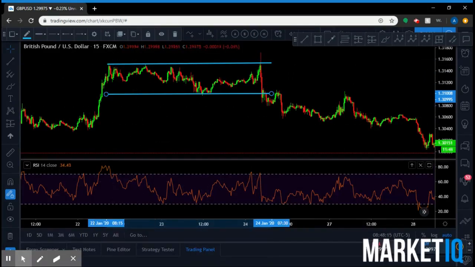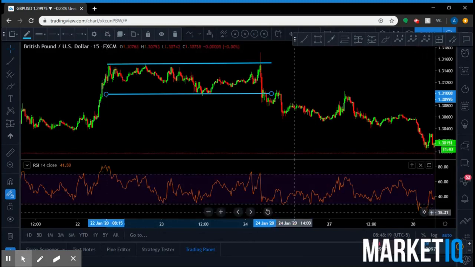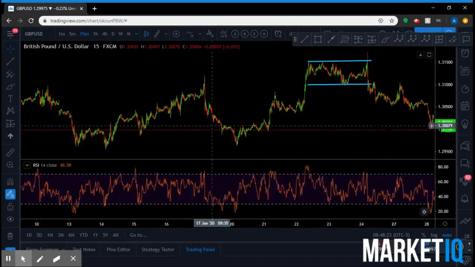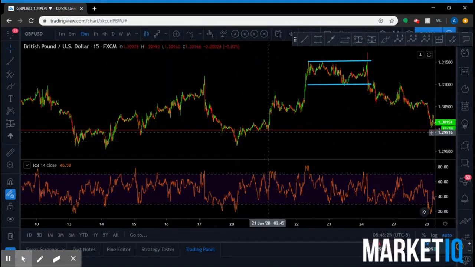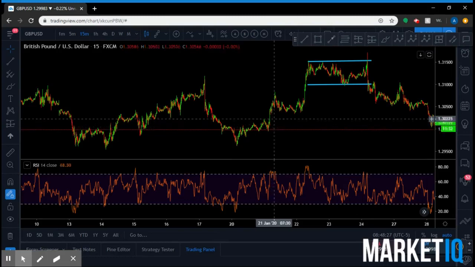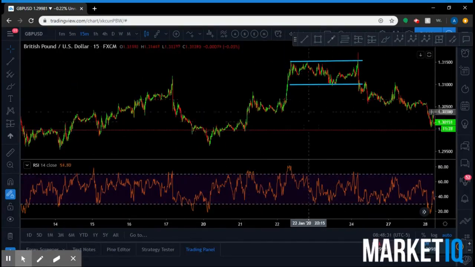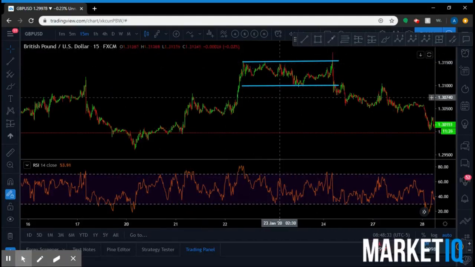That's how we use the RSI. When it's overbought, we look for a sell. And when it's oversold, we look for a buy. It's pretty easy, but sometimes it can fake you out, so you just have to be careful. And really, like I said, the best place to use it is in a ranging market.